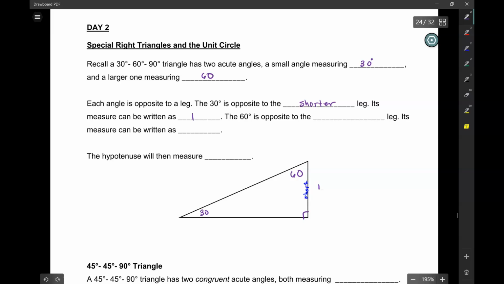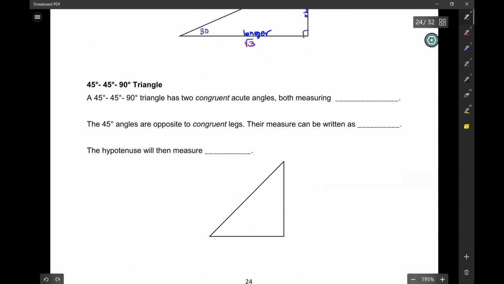The 60 degrees is opposite to the longer leg, and its measure can be written as how long? √3. So that is the longer leg. Now the hypotenuse is how much? 2. Okay, so nothing new there.